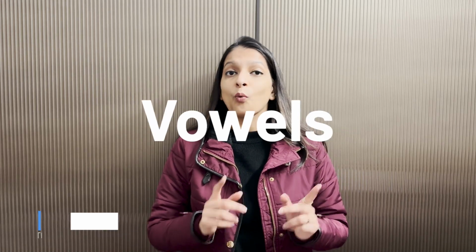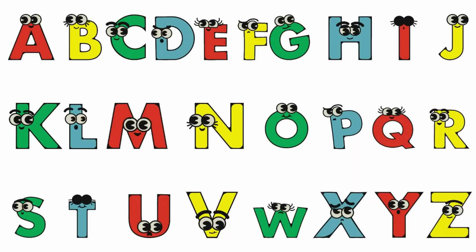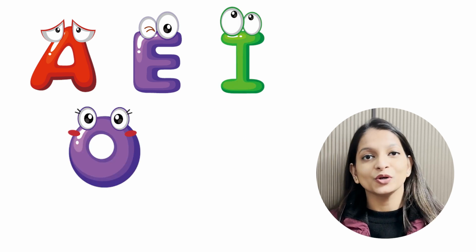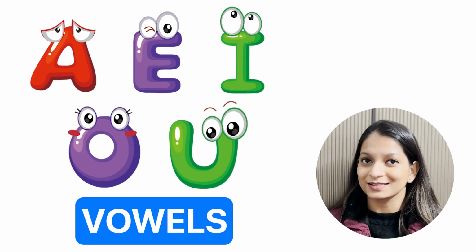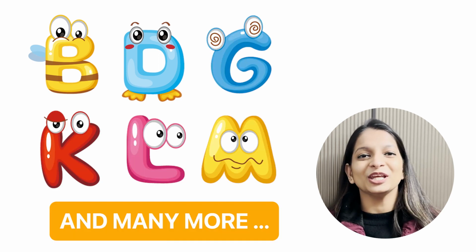In today's video, we are going to learn about vowels and consonants. Remember, it's not vowels, it's vowels. There are 26 letters in the English alphabet family. Letters A, E, I, O, U are vowels. All letters other than vowels are called consonants. For example, B, D, G, K, L, M and many more.